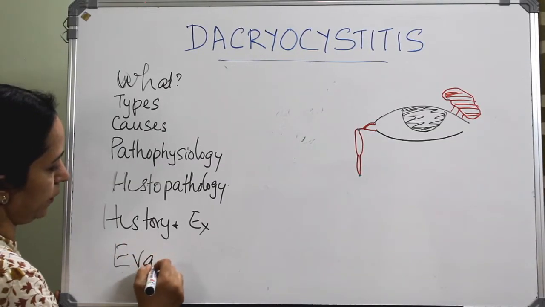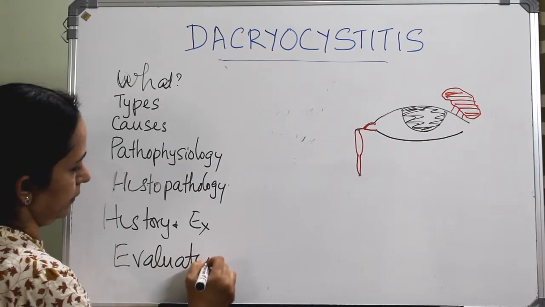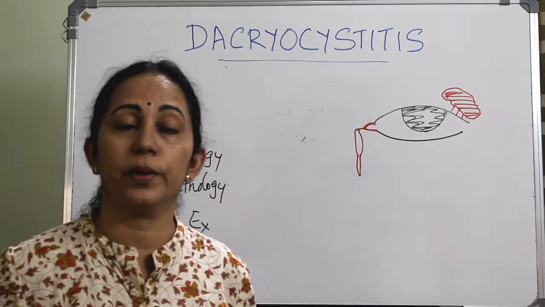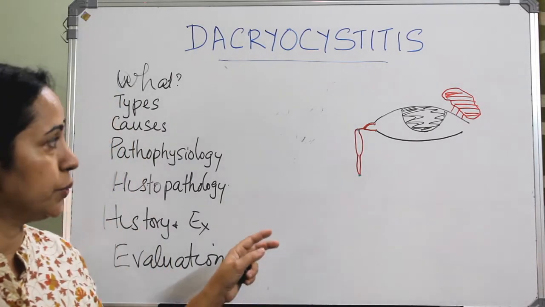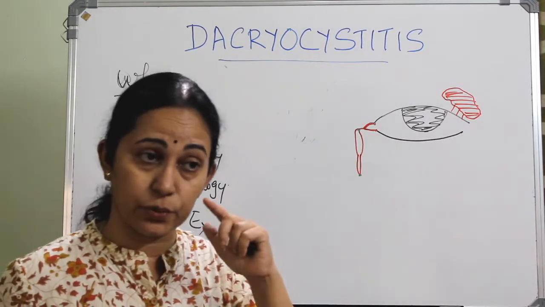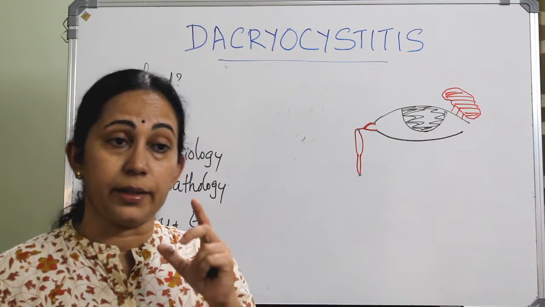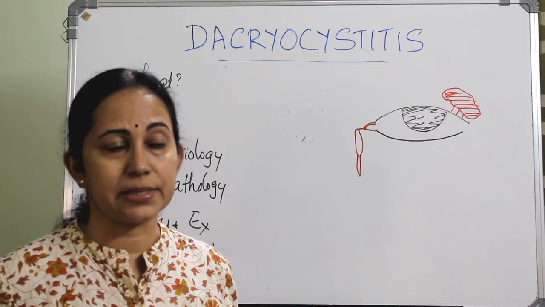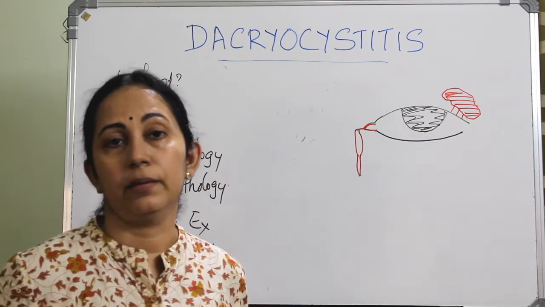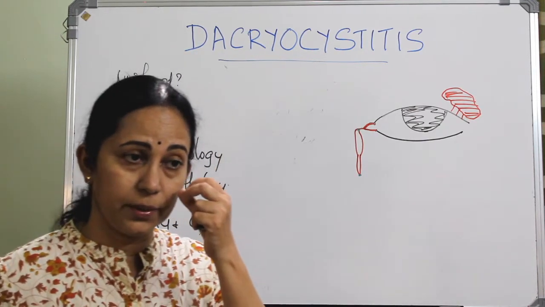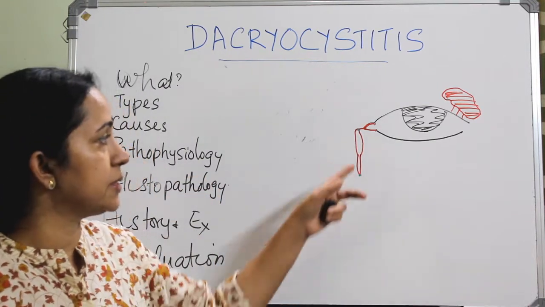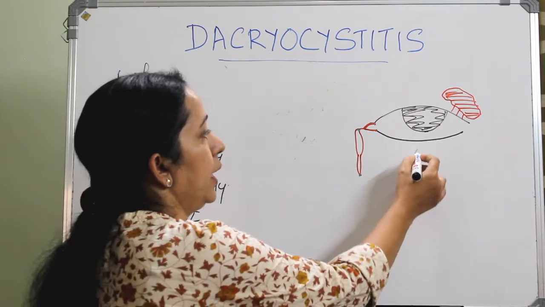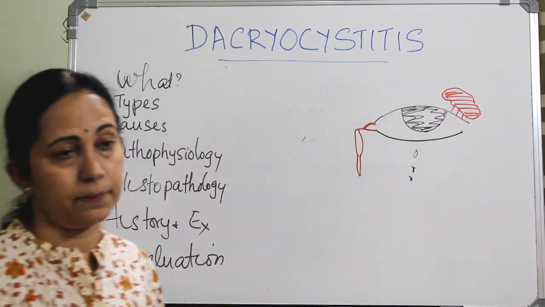Evaluation of the patient, how will you evaluate? The clinical diagnosis is mainly by history and also by physical examination. I already told you about the swelling on the inferomedial aspect of the orbit. In acute cases it will be tender, edematous and erythema will be present, and there will be purulent discharge coming from the lower punctum and also from the upper punctum, and also extensive tearing from the eyes.